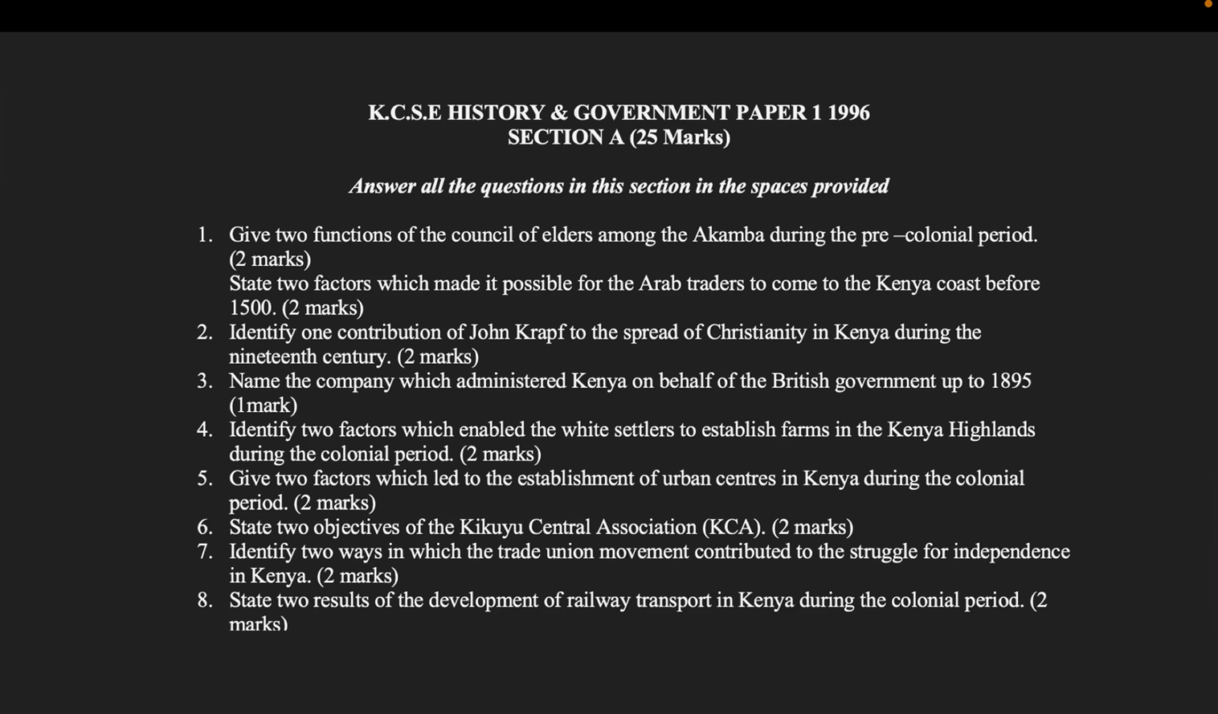8. Identify two ways in which the trade union movement contributed to the struggle for independence in Kenya. Trade unions sensitized workers about the importance of joining political parties that struggled for independence. Trade unions contributed money to political parties to enable them sustain the struggle for independence. Trade unions organized strikes and boycotts to oppose some policies of the colonial government. Trade unions provided relevant training ground for potential nationalist leaders.